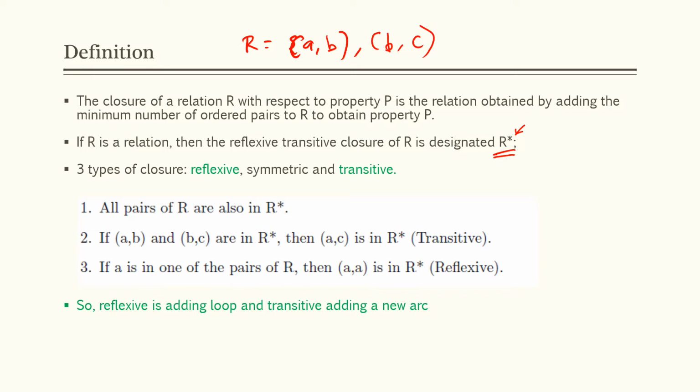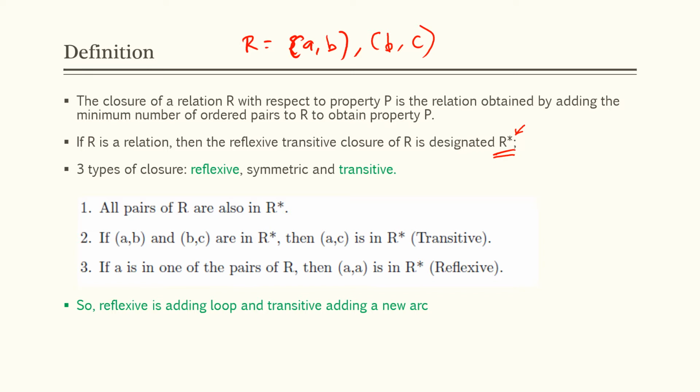What does it mean by reflexive and transitive? So look at this. Number one, all pairs of R are also in R. So this is how we find the closure. So for the closure, what are the elements for closure? First, we need to write all pair of R, means that we need to list all elements in R. That is the first step. For example, your R contain A, B and B, C. So you write that down as a closure as well if you're being asked for the closure.